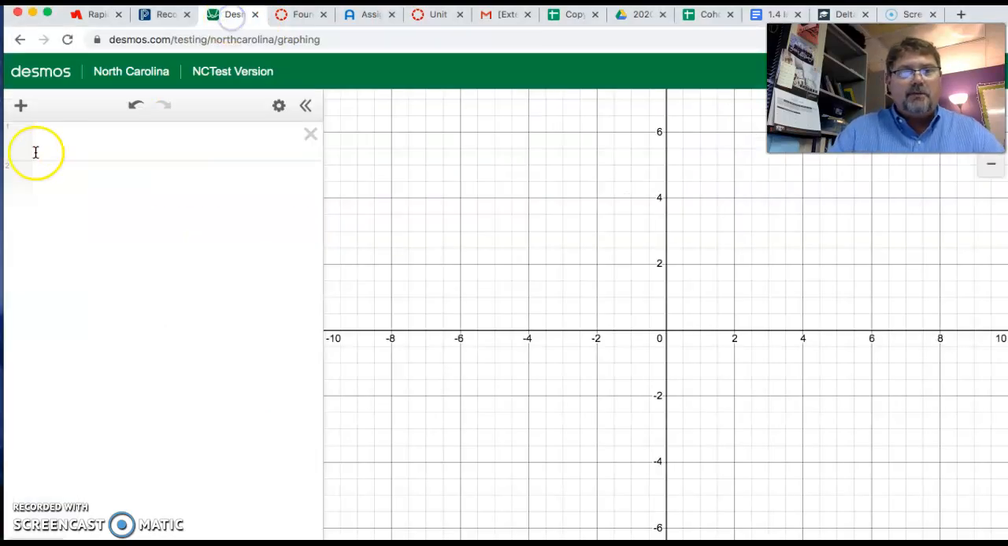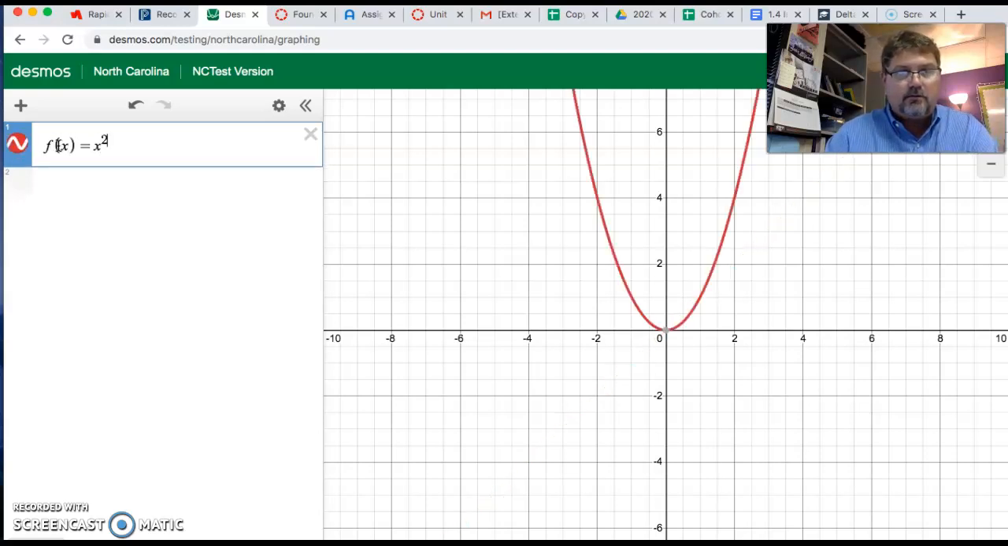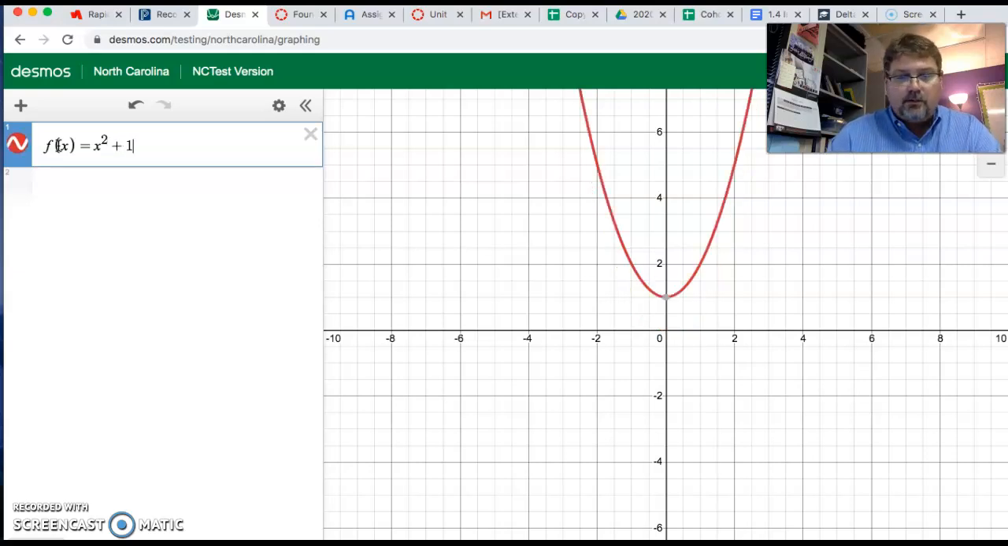So I'm going to put that in here. f of x equals x squared plus 1. Clearly not one-to-one. Put the domain restriction in. x has got to be greater than or equal to 0. Let me get down here. I can't see it.